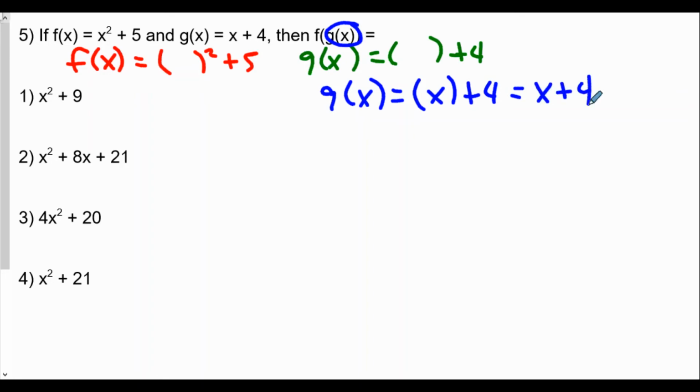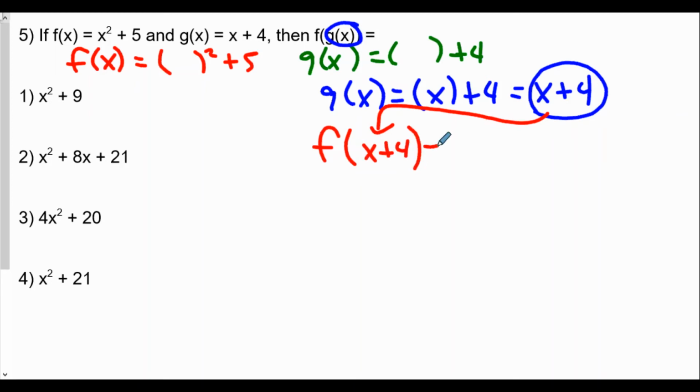Okay, now I didn't show this before. I just want to break it down now so that it maybe becomes a little bit clearer to you how we do this. Okay, and so now we're going to take this entire thing and plug it into f. So here we get f of x plus 4. And if you remember, our rule is going to be something squared plus 5, and in this space we're going to plug in x plus 4.